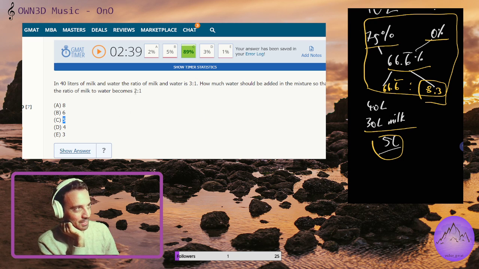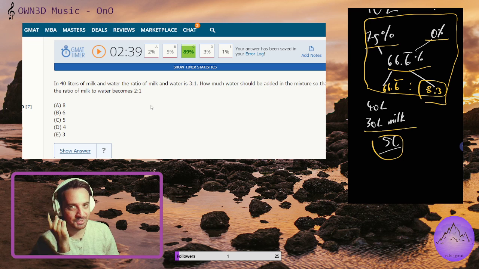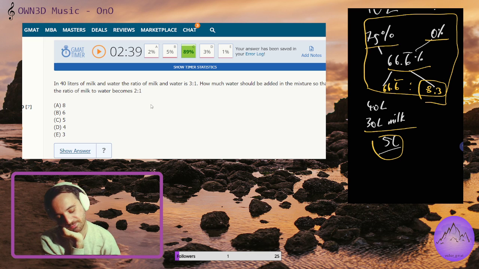Looks like most people got that right. I started doing that part after 2 minutes already, so I was already over time. But then I did that part in about 30 seconds and came to it. That's probably what it should have taken. This question should have taken 30 seconds, but I was so set on trying to do it with allegation that it kind of messed me up.